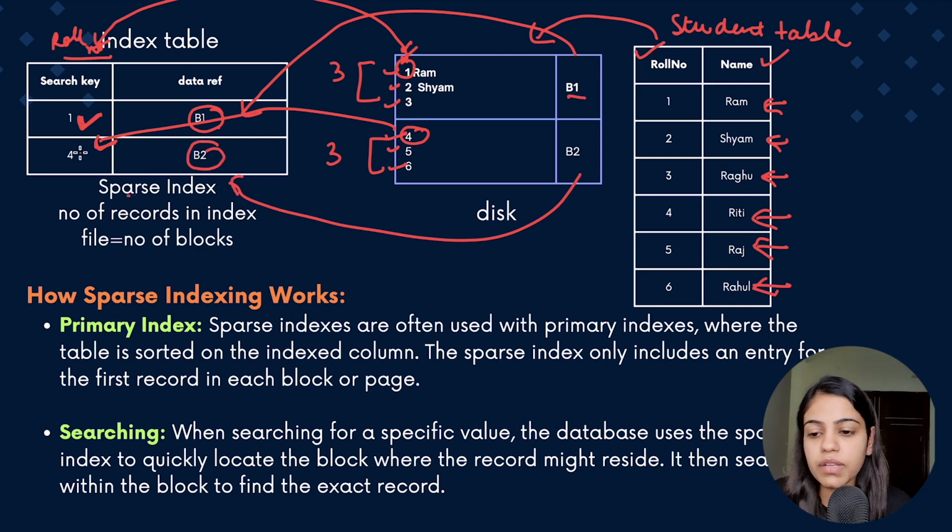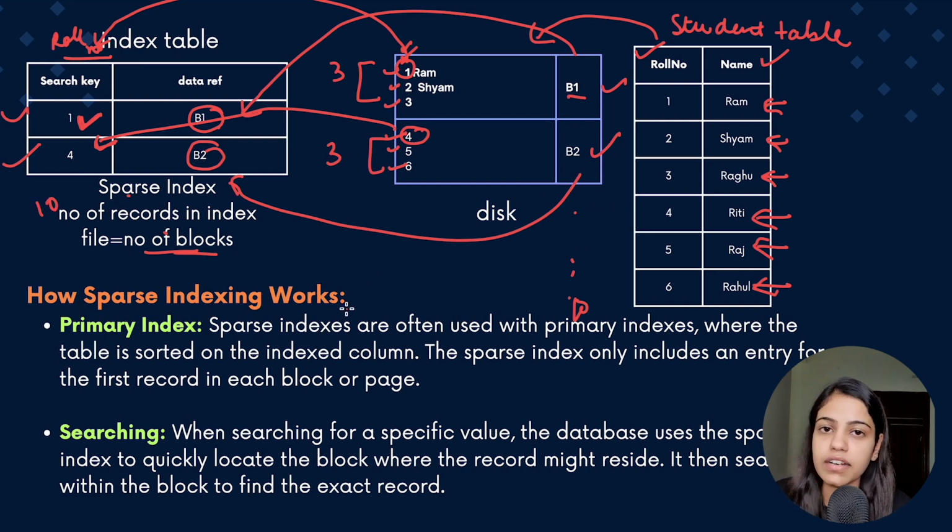So how many entries could be there in the sparse index? It is equal to the number of blocks which is present. Here you can see that there are 2 blocks, so there are 2 entries present in the sparse index table. If there were 10 blocks present, there would be 10 entries in my sparse index table. So it is equal to the number of blocks the hard disk is having.